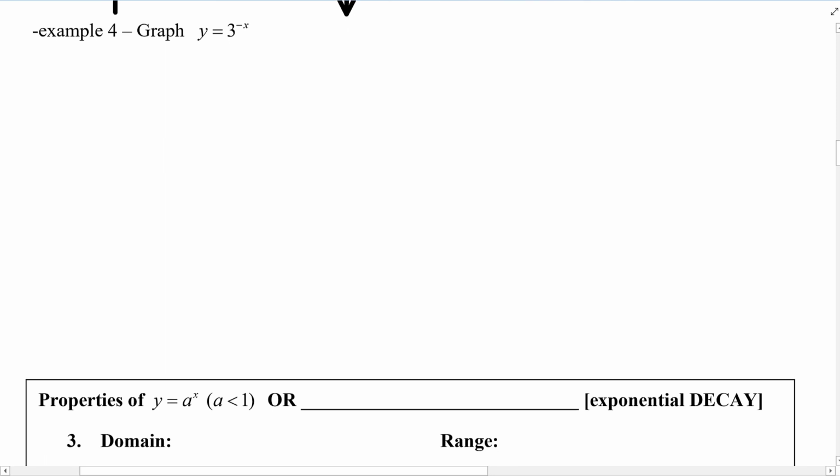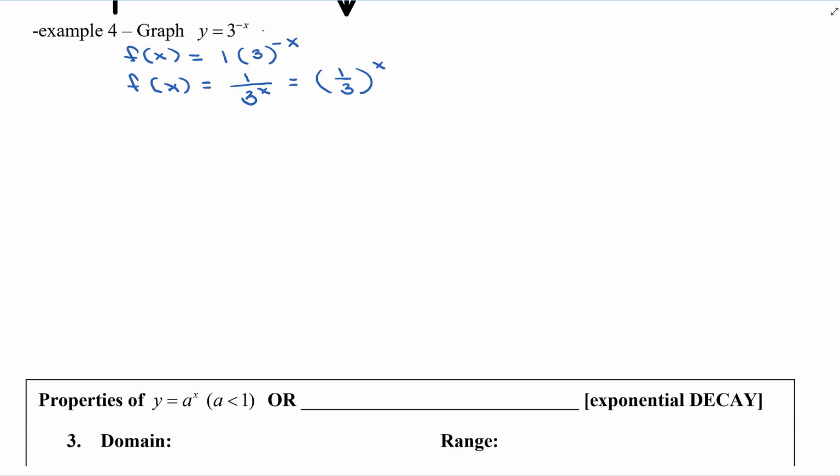Example 4, graph y equals 3 raised to the negative x power. So let's go ahead and start this problem off here. We're going to begin by writing this as f of x equals 1 times, open up a set of parentheses, 3, close the parentheses, raised to the negative x power. So now I'm going to write f of x equals 1 over 3 raised to the x power. And this is also the same as 1/3 inside a set of parentheses, raised to the x power.